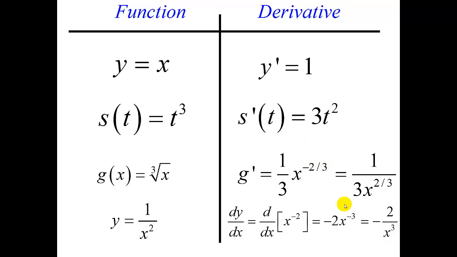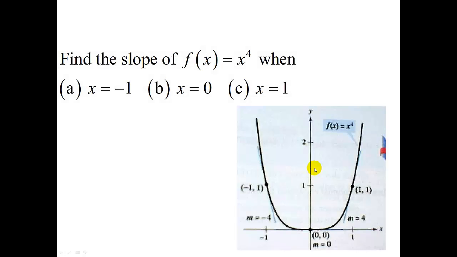One very common mistake in taking derivatives using the power rule is to mistakenly add instead of subtract. You're always, when you take the derivative using the power rule, lowering the power by 1. So -2 becomes -3. 1/3 becomes -2/3. So let's look at an example using the power rule.